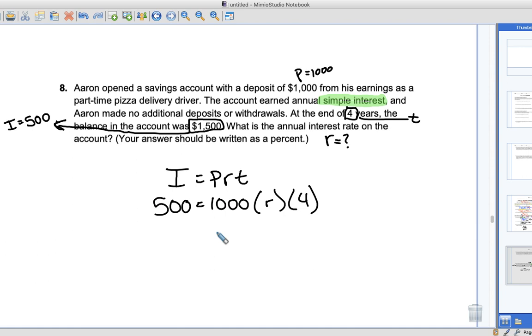Very good. Not an exponent, just a number. So, Morrissey, what is my next step? If I have 500 equals 1,000 times R times 4, which two numbers can I multiply together? 1,000 and 4. Very good. So I'm multiplying 1,000 and 4 together. So I get 4,000. And then bring down your R and bring down the 500.